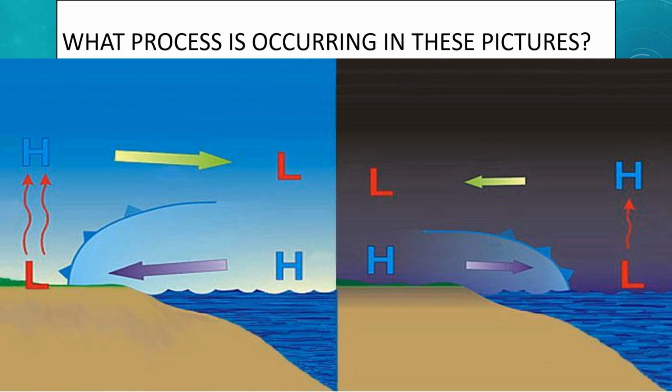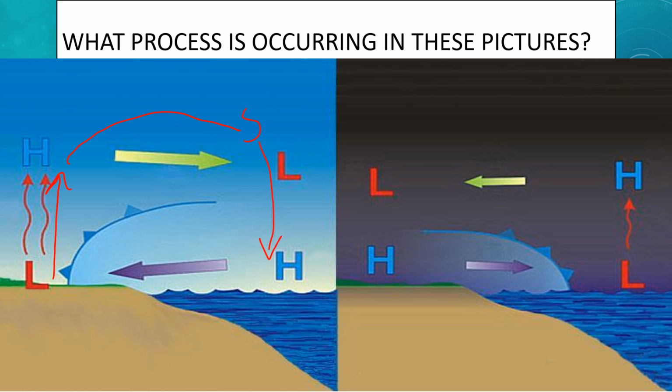So let's take a look at these two pictures and discuss what's occurring. So as we said, air above land cools and heats faster than air above water. And so during the day, this air above the land is going to heat quicker, causing it to rise up. Now, as it rises, it begins to cool back down and fall.